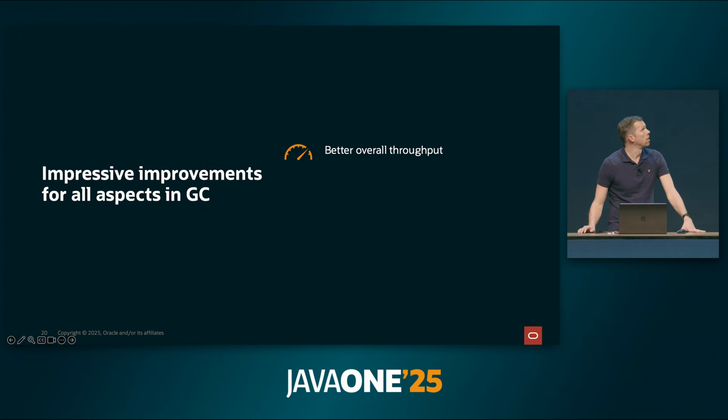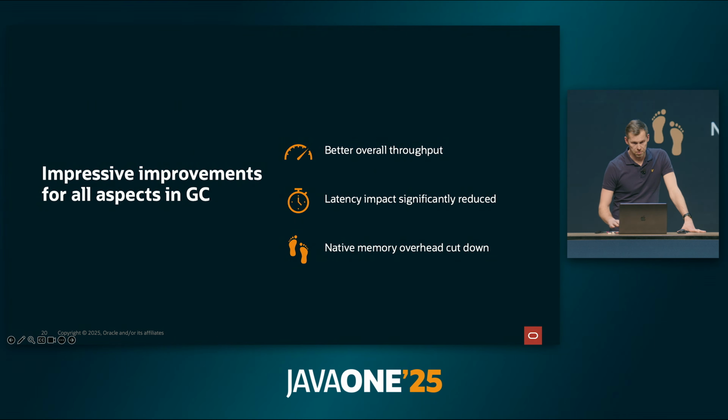We have better overall throughput, mainly because we spend less time doing GC work, so we can increase the throughput that way. The latency impact has been significantly reduced, again, because we spend less time doing GC work in the process, but also because we added low latency alternatives to the Java platform. The native memory consumption for most of the GCs has been cut down significantly, so the overhead of using GC has become much smaller.